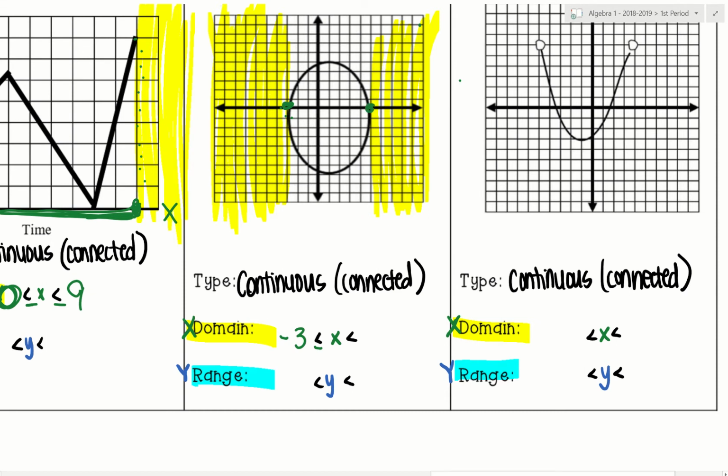Where is it at? +5. Is there an ordered pair that goes through 5 somewhere? Yes, so what do I need to do? Underline it. But here's the cool thing. If I were to connect those dots on the x-axis, where does it tell me my x can be between? -3 all the way to 5, which is perfect because this line goes from -3 all the way to 5 somewhere. Does everybody understand what I'm doing?